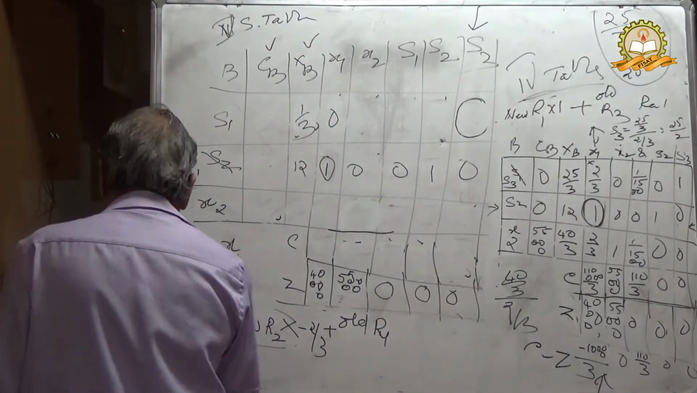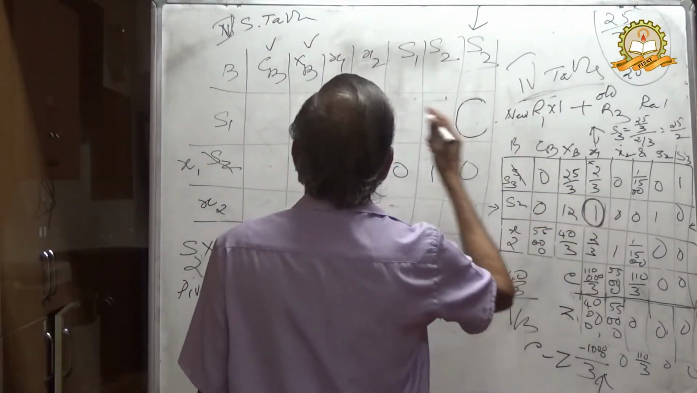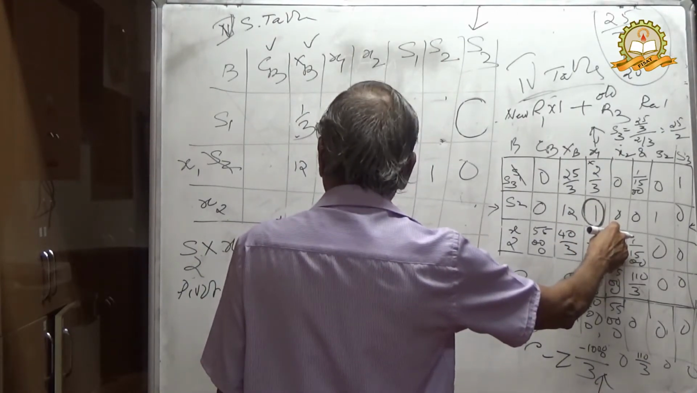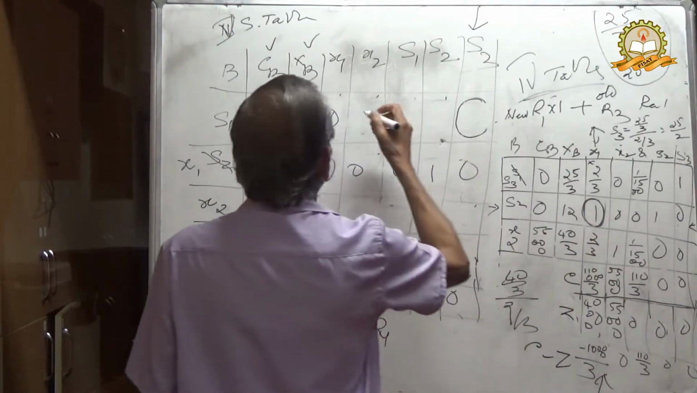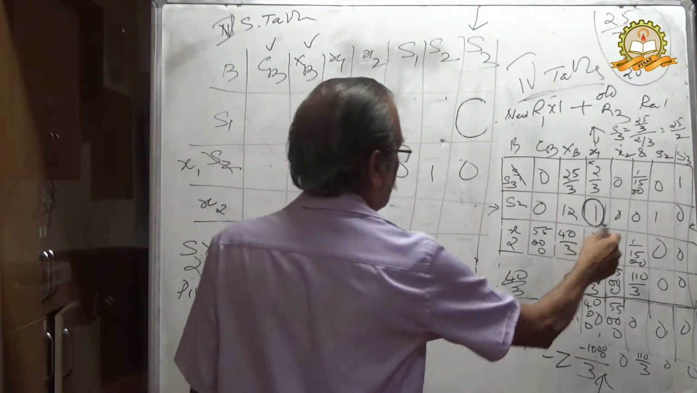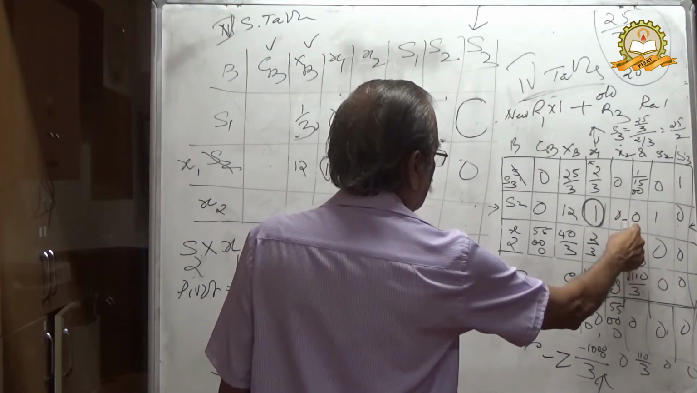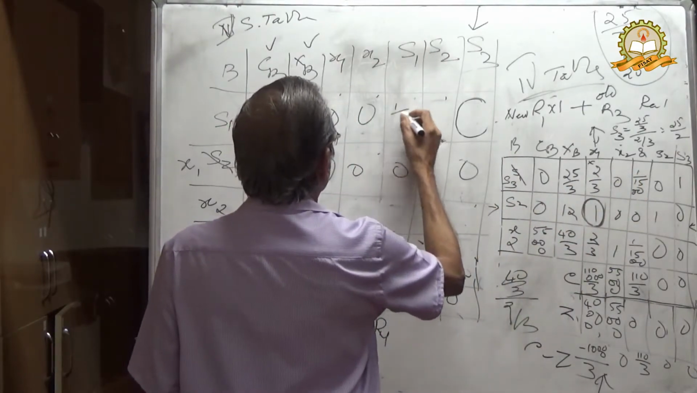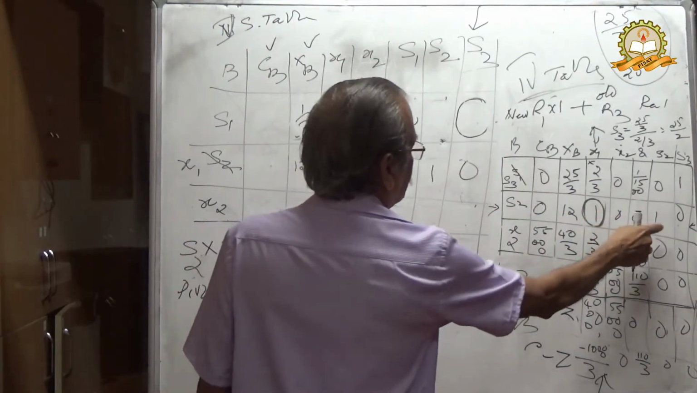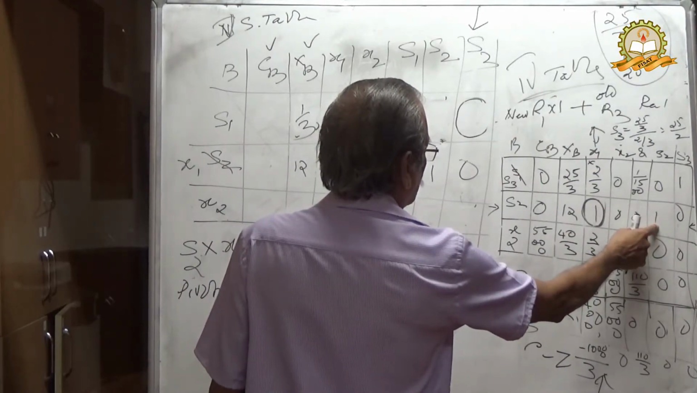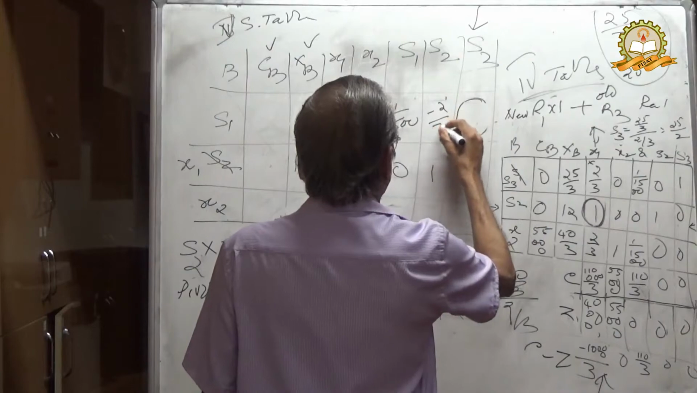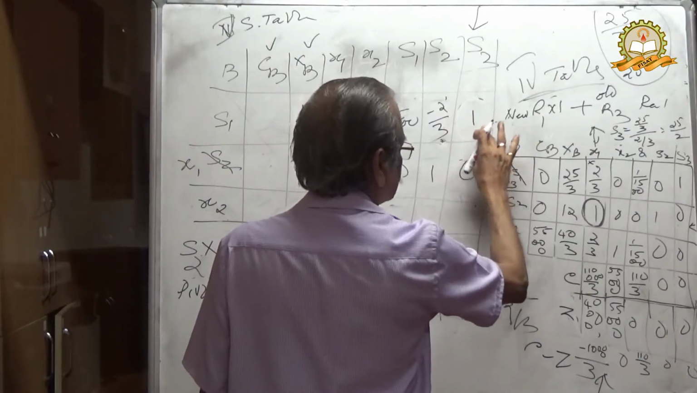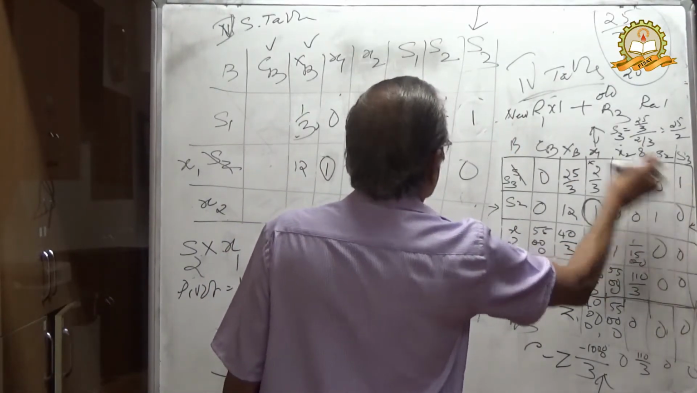Similarly, therefore, you have made this into 0, x1 0. Here, 0 into negative 2 by 3 plus 0. Therefore, under x2 you have 0. Then here, 1 into negative 2 by 3 plus this 1 by 1500, and this will be 1. 0 into negative 2 by 3 plus 1.